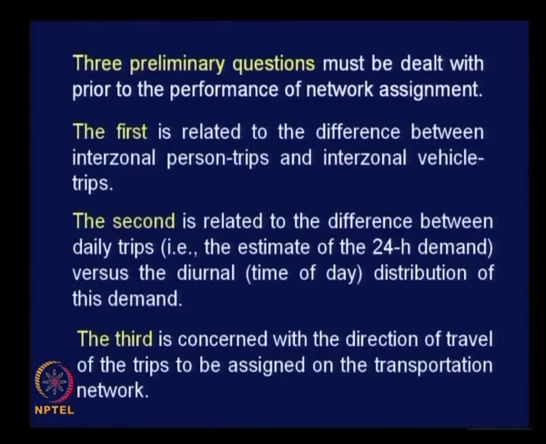So we should add a little more information on each of these aspects. First, related to the difference between person trips and vehicular trips, then related to variation of trips over time period, and third, related to direction of movement. Clear? We will discuss in detail about each of these aspects.